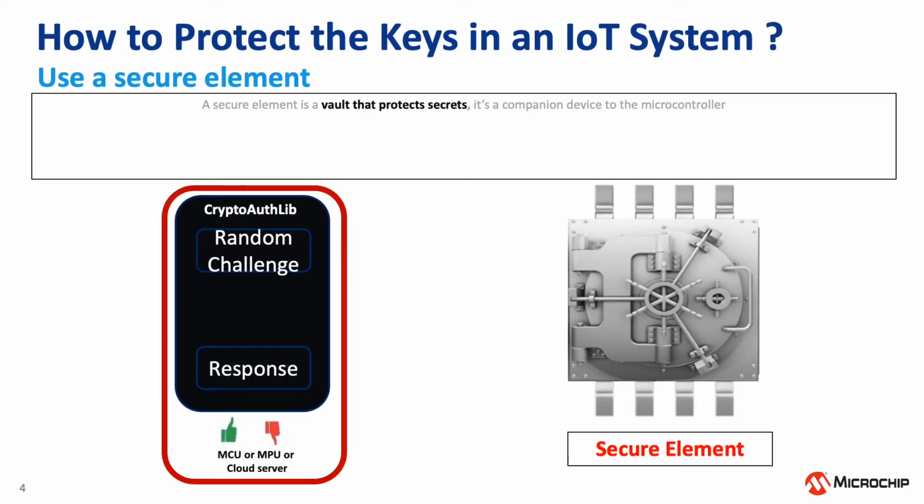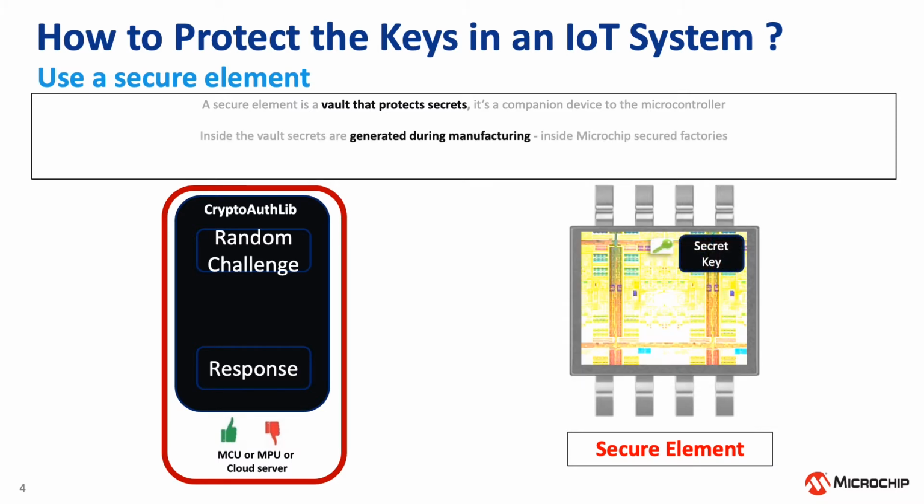So how do we protect the key in a traditional system? We recommend the usage of secure elements, and we've seen a huge uptake of their usage in IoT systems. Because this device is a companion device that acts as a vault for the key to be protected in a connected system. The way it will work, it will have the private key inside the vault, and the private key is generated during manufacturing inside the device, inside Microchip factories.